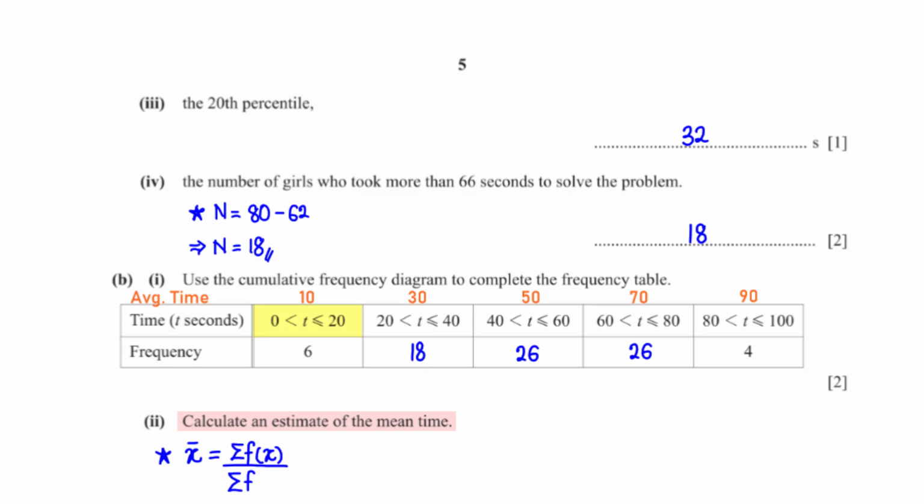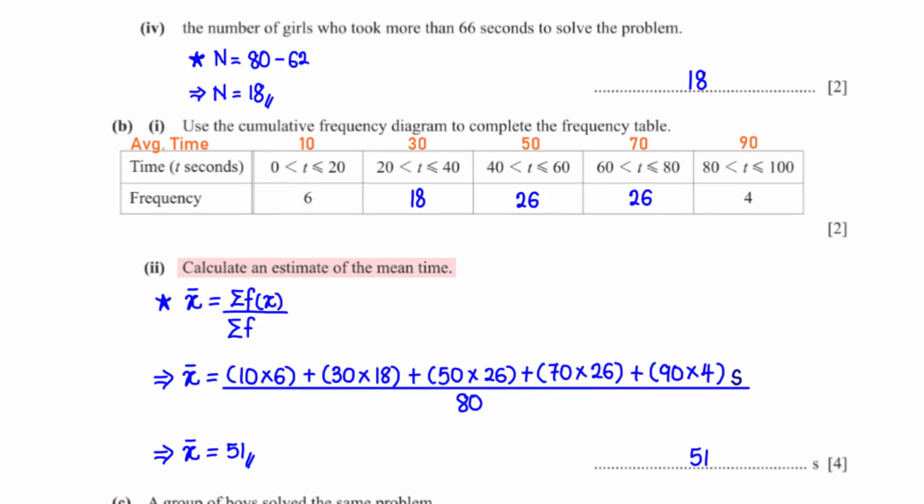So for the first interval, the average time is 0 plus 20 divided by 2, which is 10. Then we have 20 plus 40 divided by 2, which is 30. 40 plus 60 divided by 2, which is 50. 60 plus 80 divided by 2, which is 70. 80 plus 100 divided by 2, which is 90.